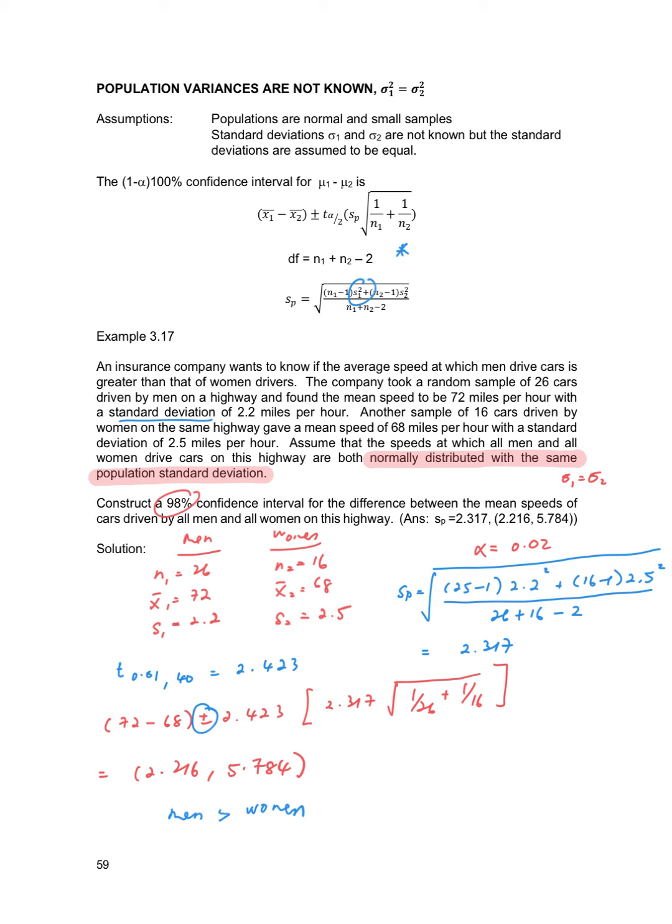Okay, so the complete sentence is: the 98% confidence interval for the difference between the mean speed of cars driven by man and woman is 2.216 and 5.784. Meaning that the man driver's speed is greater than the woman driver's speed. Okay, so in terms of speed, man is greater than woman.